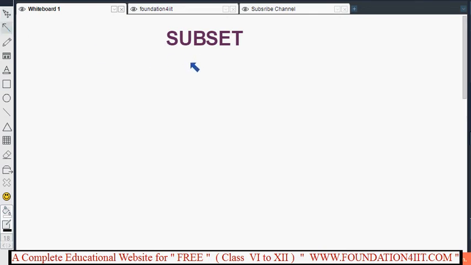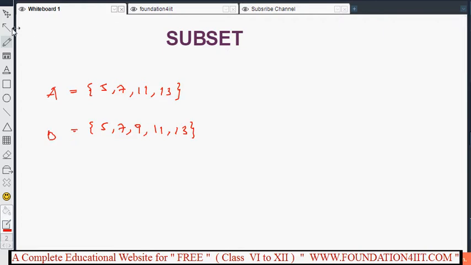Subset. So let us see the topic in the subset now. For example, set A and set B. Set A and set B I am taking now. Set A is having some elements: 5, 7, 11, 13. So there are 4 elements in set A. And in set B: 5, 7, 9, 11 and 13. So if you observe here, what we can call it as subset.